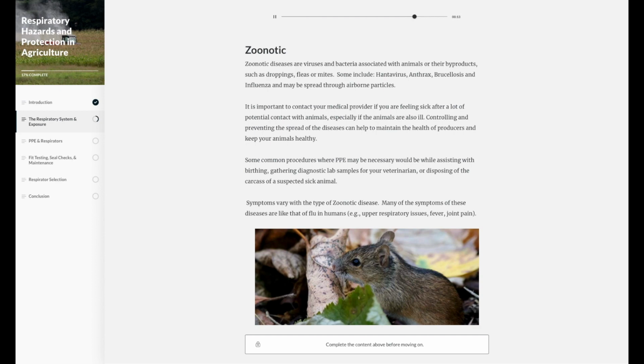Symptoms vary with the type of zoonotic disease. Many of the symptoms of these diseases are like that of flu in humans. For example, upper respiratory issues, fever, joint pain.